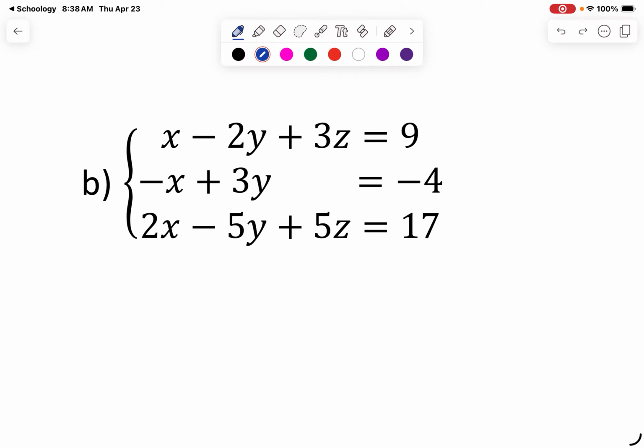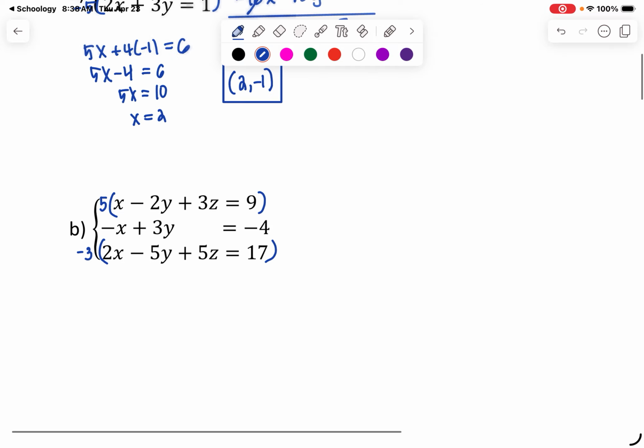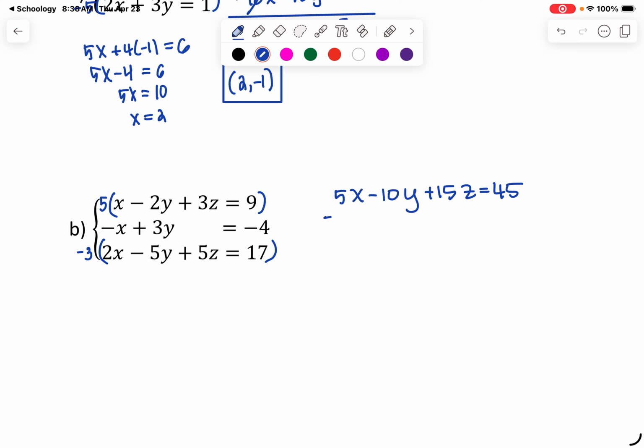Okay. So I have a 3z and a 5z, so I'm going to get one to be 15z and the other one to be -15z. I'll get this one to be 15z, and I'll get this one to be -15z. I could do that vice versa, but that's what I chose to do. So 5x minus 10y plus 15z is equal to 45, and then -6x plus 15y minus 15z is equal to -51.